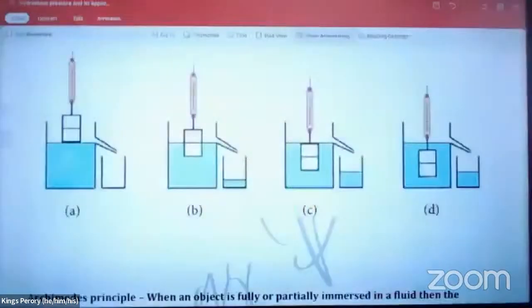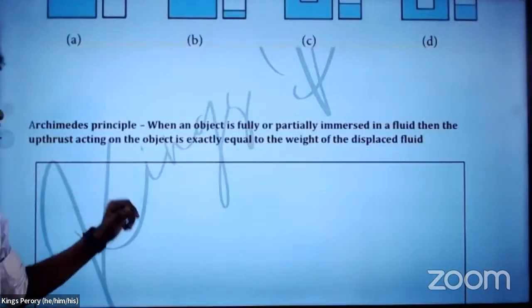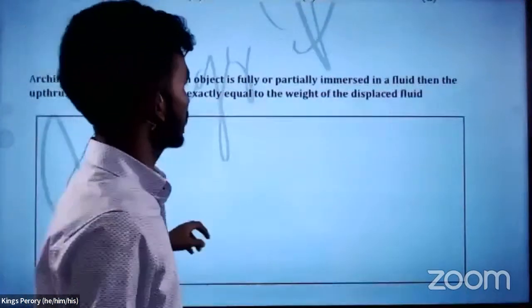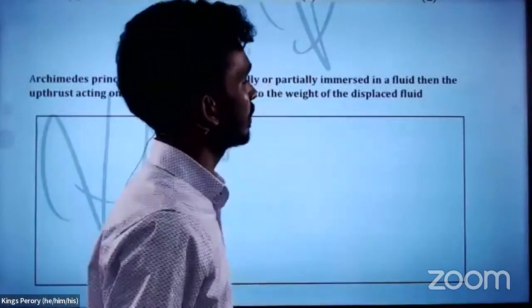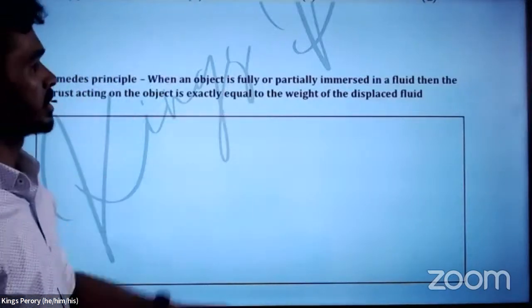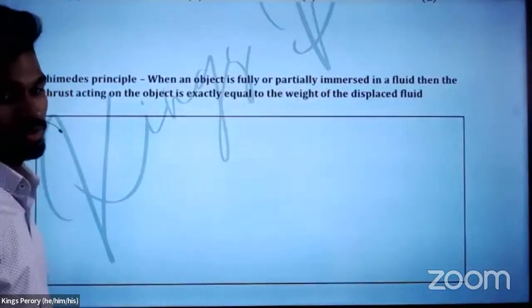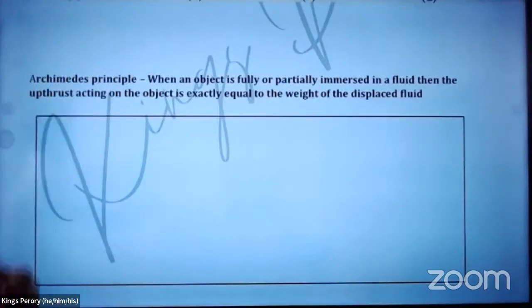That's Archimedes' principle. When an object is fully or partially immersed in a fluid, then the upthrust acting on the object is exactly equal to the weight of the displaced fluid. Underline or highlight the principle.